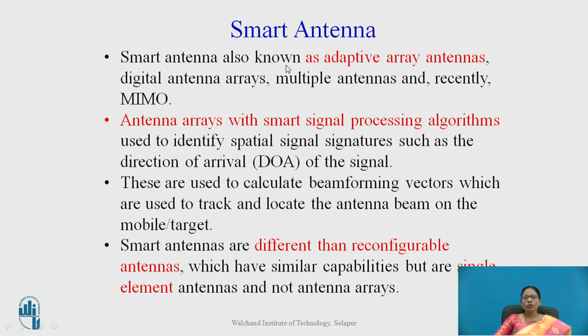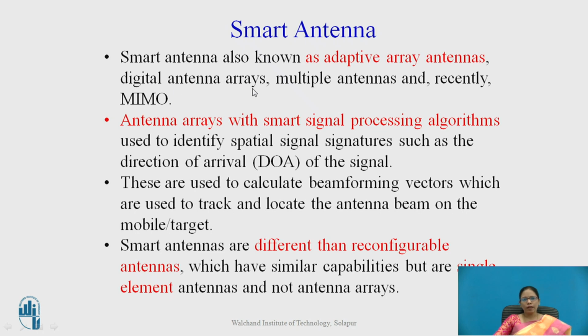Smart antenna, also known as adaptive array antennas. As the name indicates, adaptive, and array means the antenna elements put together is an array. It forms an antenna array. Adaptive is adjusting the pattern of the array. So, its name is adaptive array antenna. This concept of adaptive array antenna will be much clearer when I explain the working and with the examples.